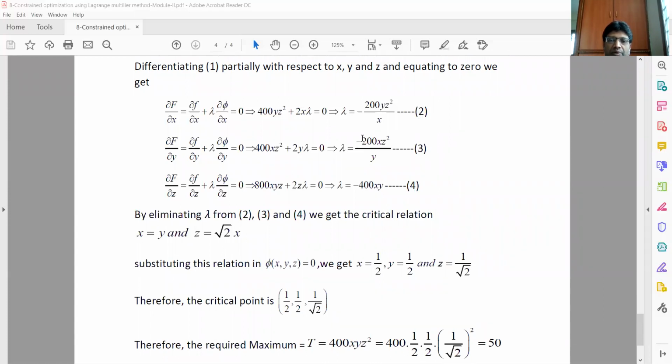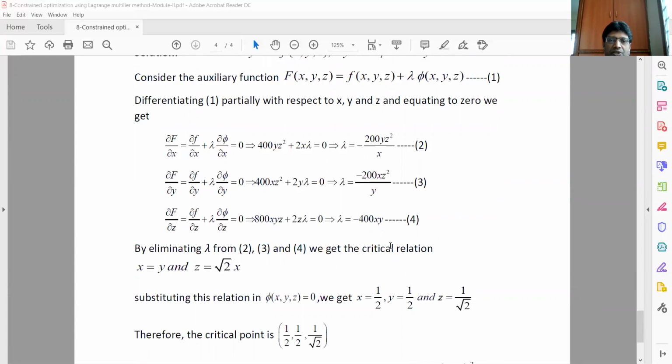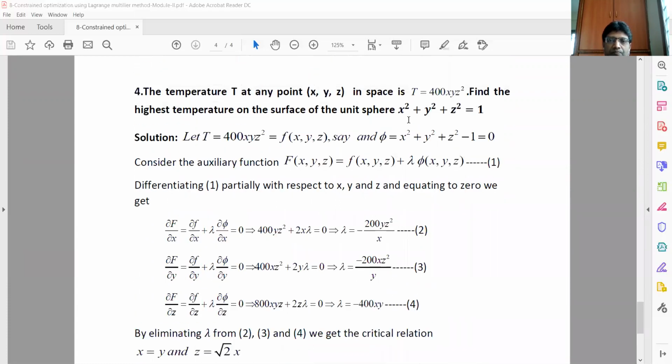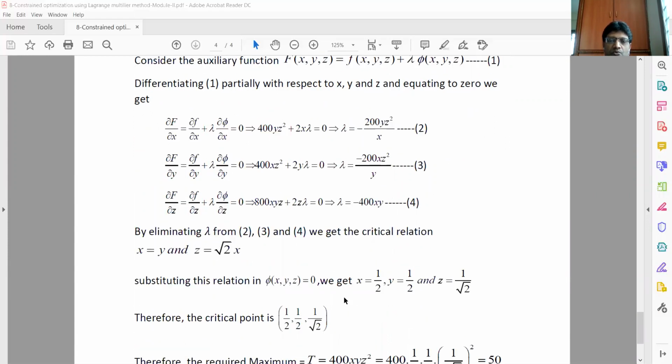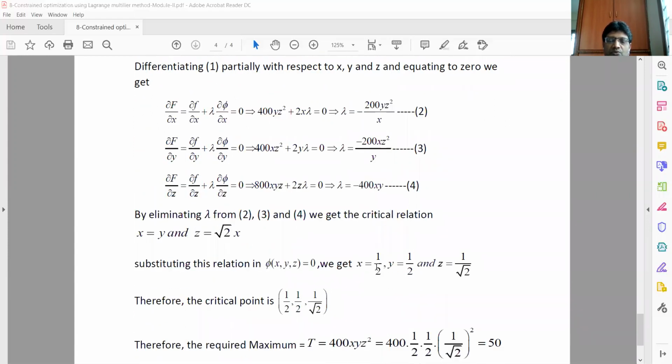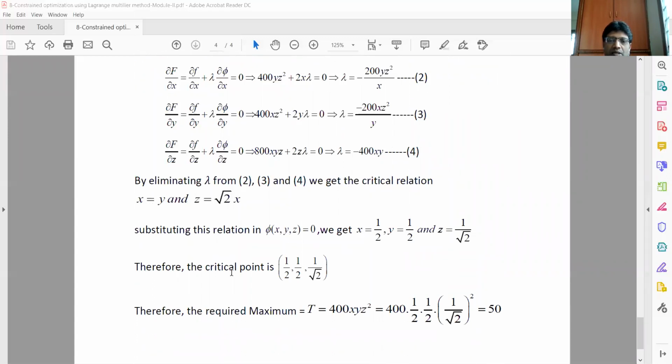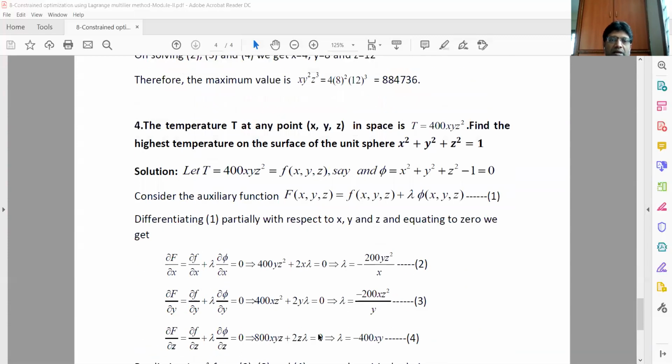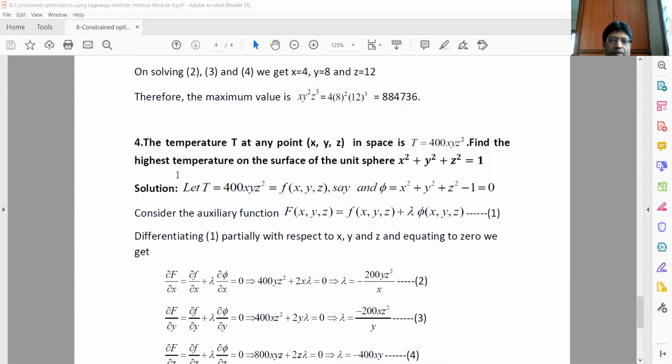If you eliminate this, you are going to get a relation like this, x equals y and z equals root 2 x. So plug in this relation in the given constraint, x square plus y square plus z square equals 1. Then you will get x is 1 by 2, y is 1 by 2, z is 1 by root 2. So this is the critical point. So if you substitute this point in the function, you are going to get the required maximum temperature.